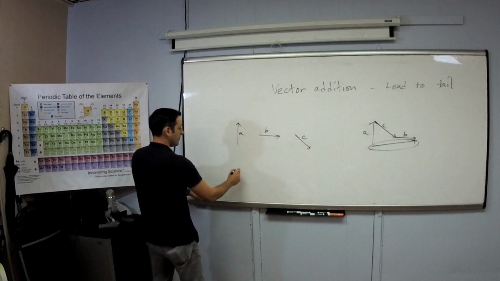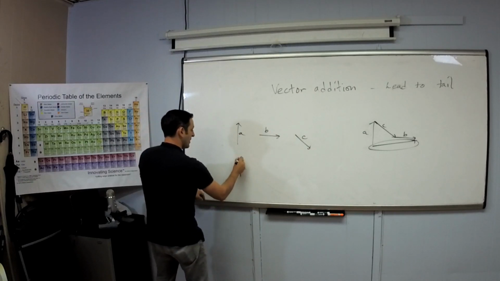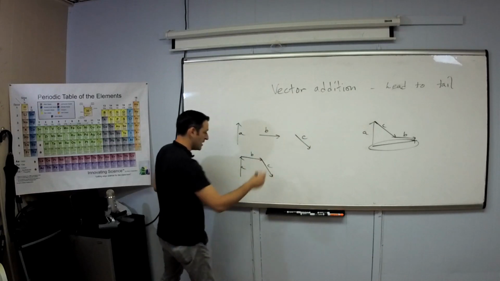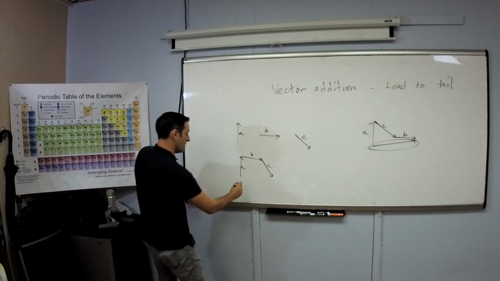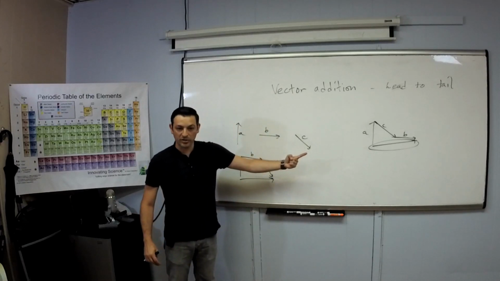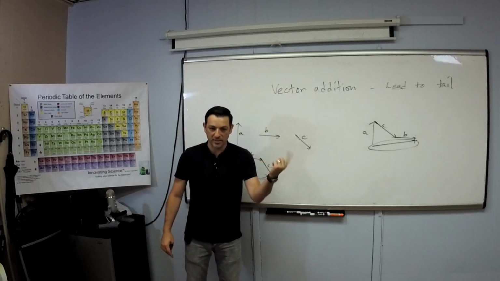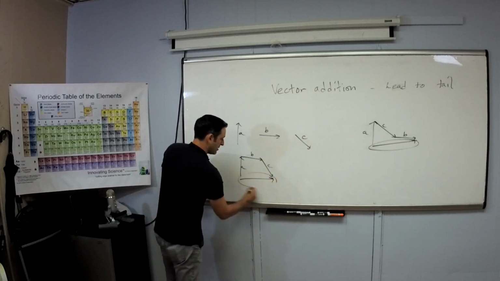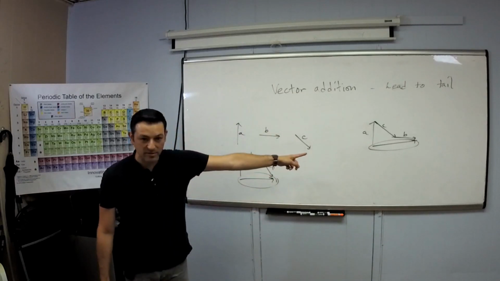What if I add A, then B, then C? Notice the result is like this. Here C is pointing down, and the result is pointing that way. See, it doesn't matter which way C points, it's just the location of the arrowhead. And if I did it right, that should approximately be that.